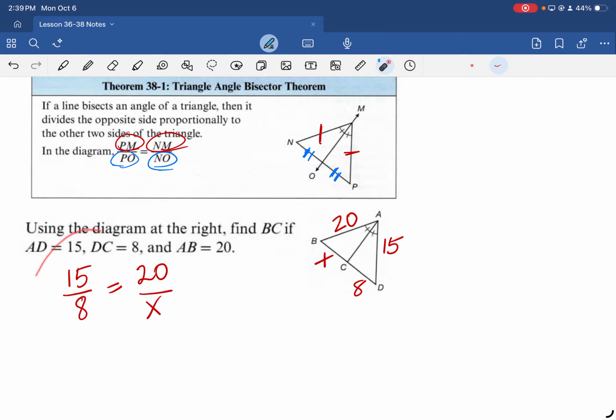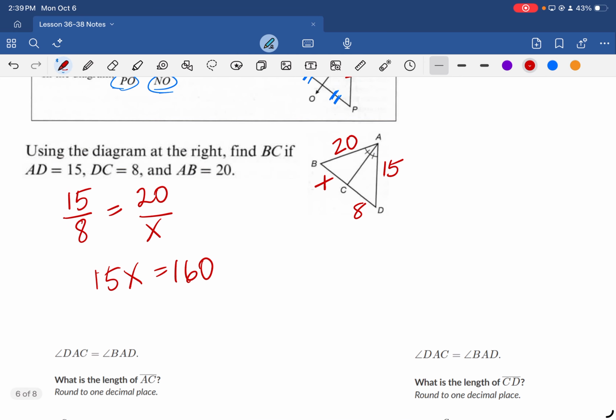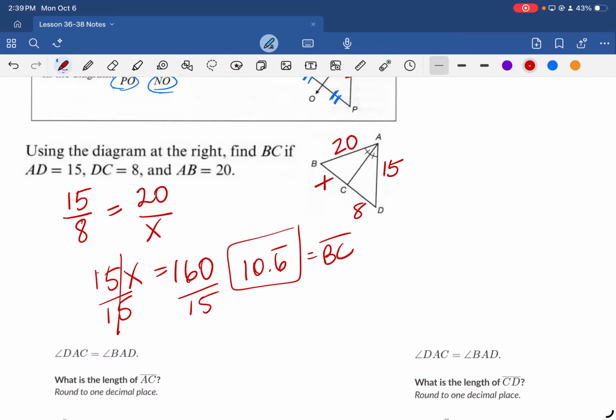When you have a proportion like this, you cross multiply. So 15 times x is 15x. 20 times 8 is 160. Y'all still with me? Divide both sides by 15, and you get 10.6 repeating. Don't ask me why they give such ugly answers. I would prefer it be pretty so that way y'all don't second guess yourselves.